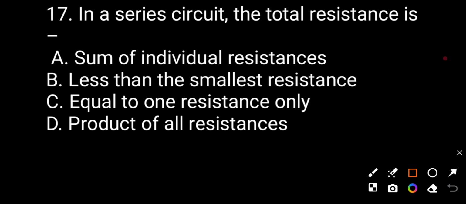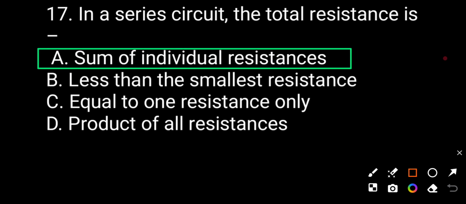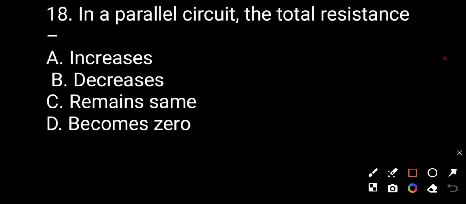Now question number 17. In the series circuit, the total resistance is option A sum of the individual resistances, B less than the smallest resistance, C equal to one resistance only, option D product of all resistances. So the answer will be option A, sum of the individual resistances. Now we see question number 18.